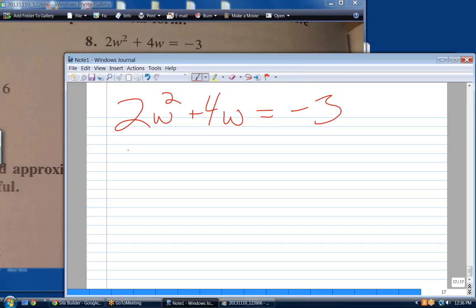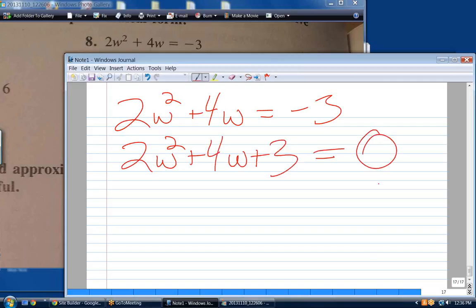Get 3 to the other side, so 2w squared plus 4w plus 3 equals 0. And this time let's do this without your calculator. Okay. Pretty sure it's not going to factor, right? Just because the section we're in has to do with complex numbers and quadratic formulas. So I would be very surprised if this factored. Okay. No, it does not.